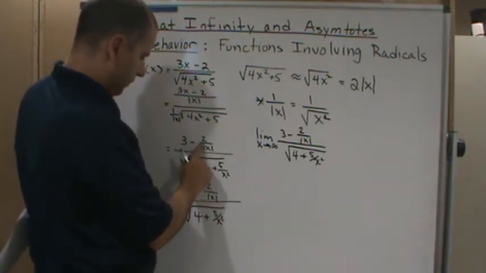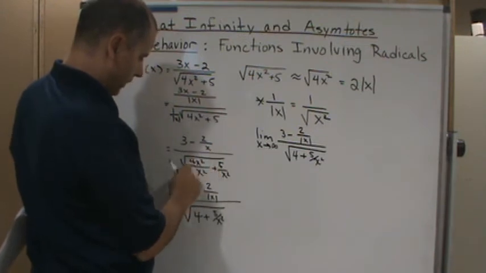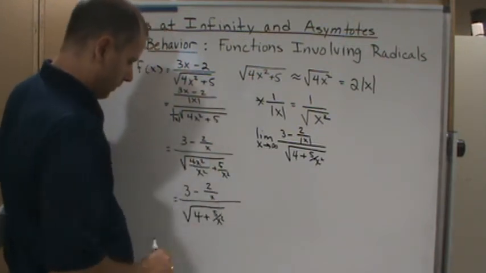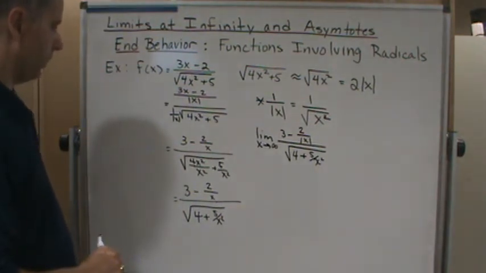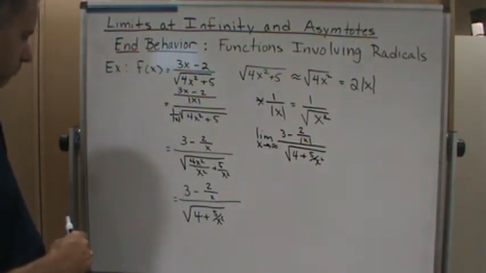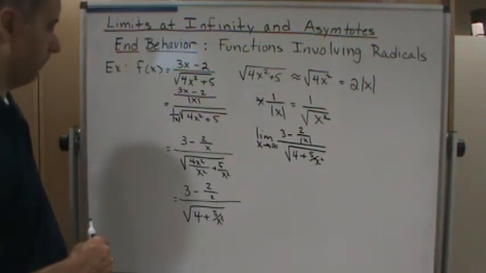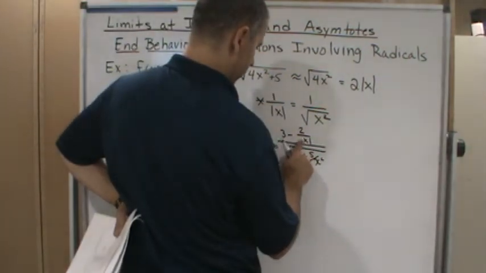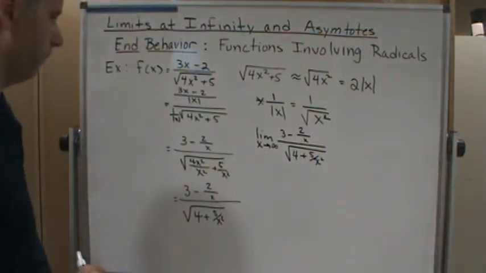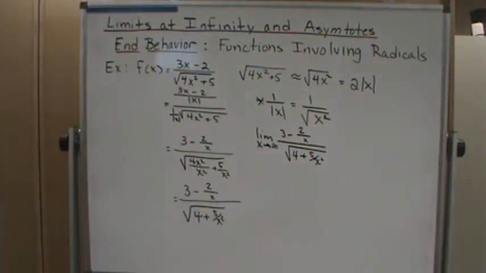I'm going to drop the absolute value signs because it matters, right? Depending on what x is. So that's going to be important, because eventually we're going to have to drop the absolute value signs in the numerator.